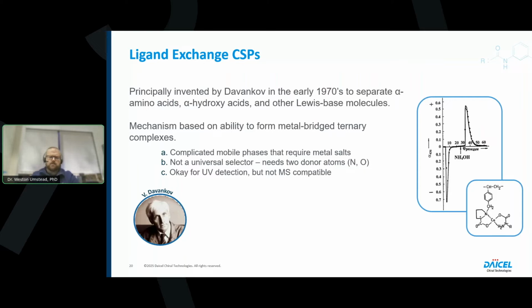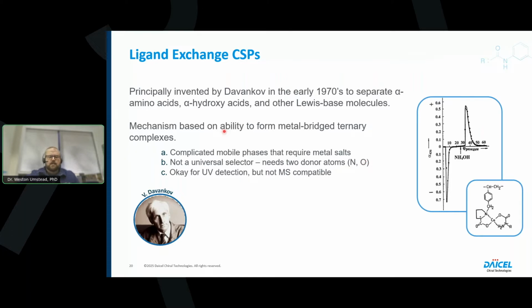The phases were originally designed to separate things like alpha amino acids, alpha hydroxy acids, and other Lewis-based molecules. So they're a little bit limited in terms of their overall applicability. They're certainly not a universal selector by any means. They require something like 2 donor atoms, a nitrogen or an oxygen, within a proximity to each other that can form a 5-member transition state with a metal ion. So they're a little bit limited in their applicability.